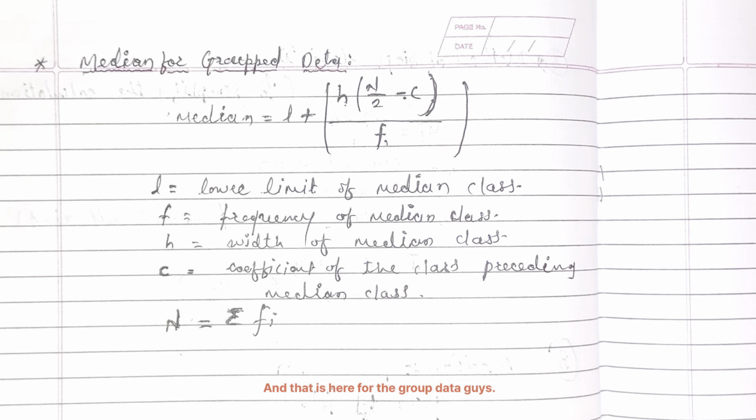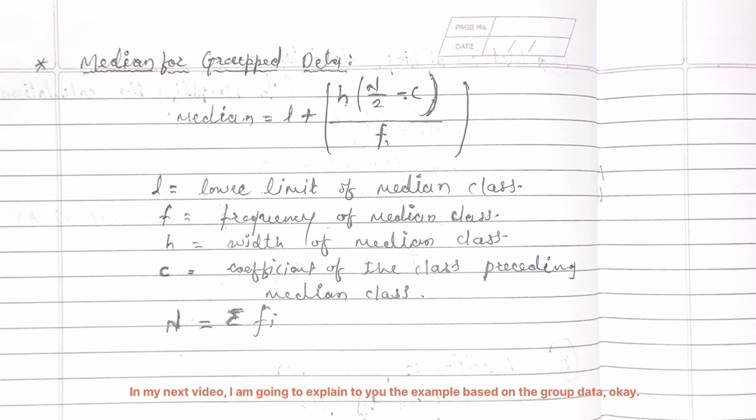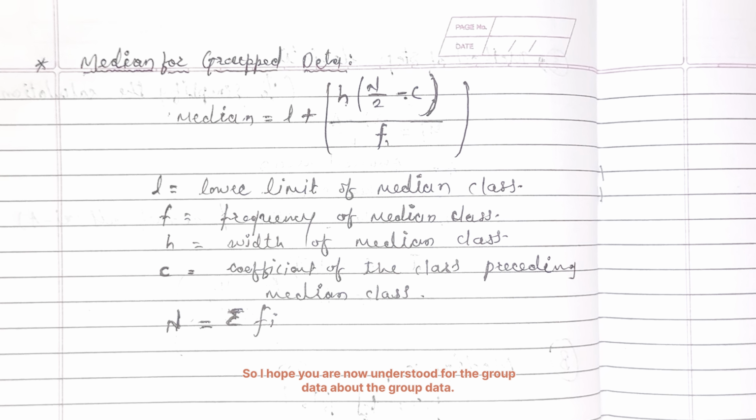Okay, yes, and that is here for the group data, guys. For example, based on the median for group data, it is quite time taking. I don't think if I take this example here in this lecture, it will be way longer. Okay, so I feel that I'll take that lecture separately in a separate video. In my next video I'm gonna explain to you all the example based on the group data. Okay, so I hope you all have understood the ungrouped data. About the group data I'm gonna explain to you all in my next lecture. Okay, the last concepts are mean, median, mode, then arithmetic mean and harmonic mean, and I'll go for those later.